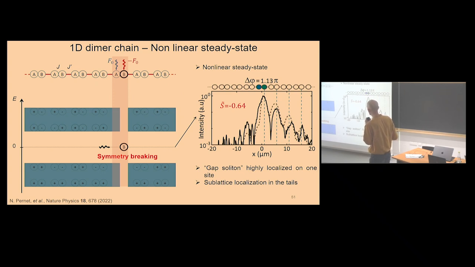This is an intensity profile versus position. And what we observe here in log scale is that the nonlinear steady state is really peaked on one side only of the lattice. So due to this phase frustration, there is a symmetry breaking that occurs, and only one side stays on, while the other side extinguishes in light, goes back to zero. We can look also at the tails of this distribution, and we see that it's highly localized on one sublattice, and this is related to the chiral symmetry of the lattice.